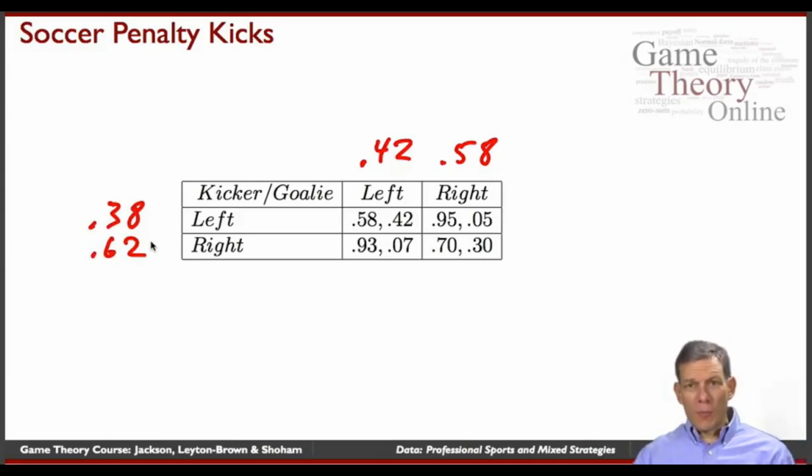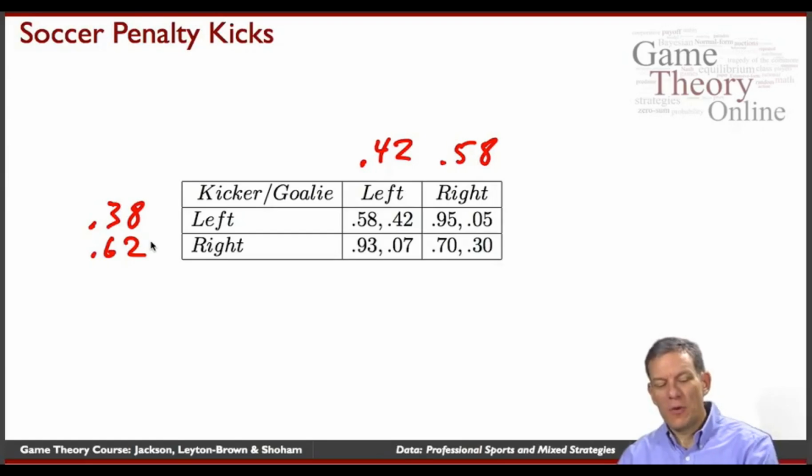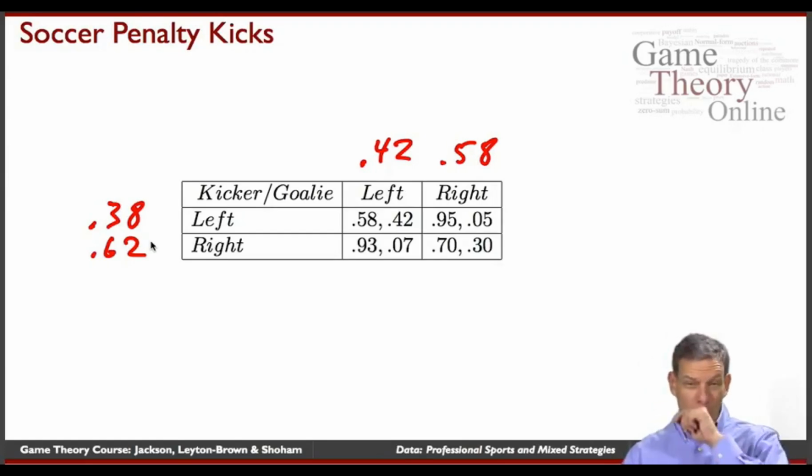So we have a simple prediction based on the actual frequencies with which kickers and goalies score when they go left versus left, right, and so forth. If they were facing populations of people going left and right, and these are the payoffs, then this is how they should be behaving. Okay, so what happens in the data? Let's take a peek.